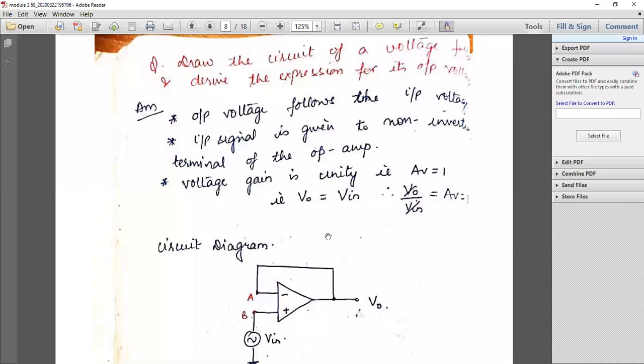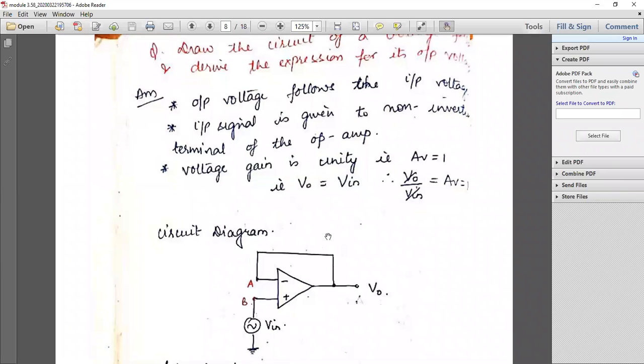What is the use of this? Why is it said so? Because you can see in this circuit diagram, we are connecting the input voltage V in to the input side. As I am connecting my input to the positive terminal, or the non-inverting terminal, that indicates that the output voltage will be in phase with the V in.